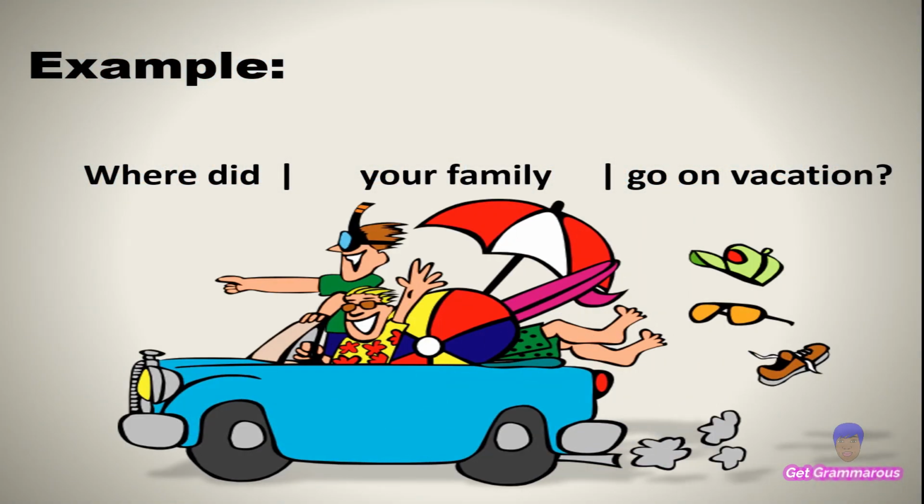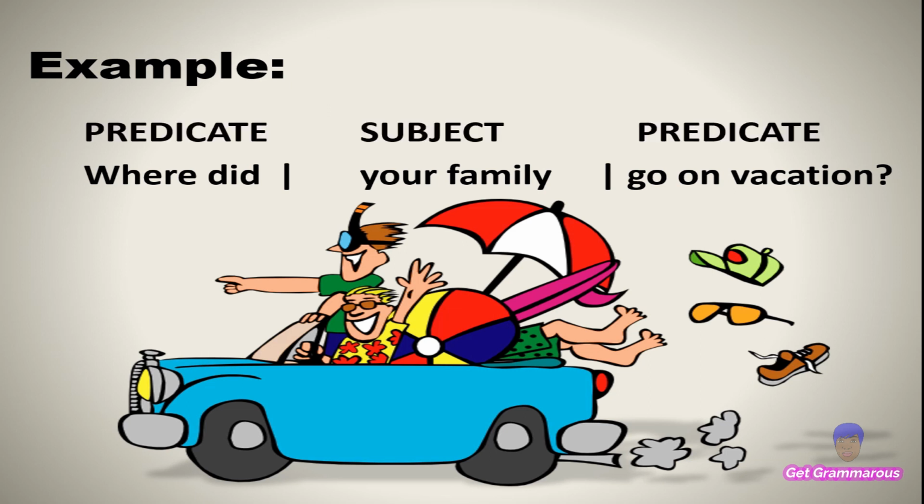Another example, where did your family go on vacation? Where did is the predicate. The subject is your family. Go on vacation is another part of the predicate.